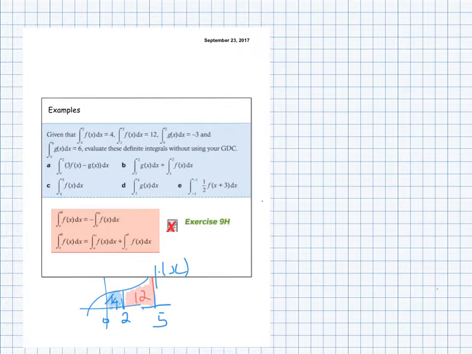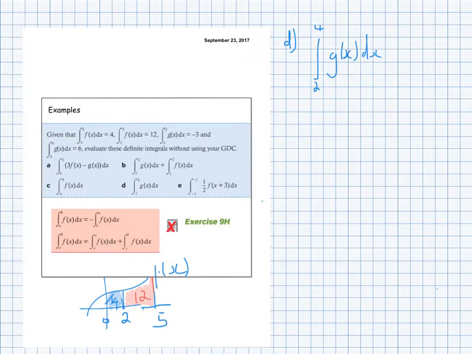Okay, so let's begin. So this time we are looking at D and we're integrating between 2 and 4, and we're integrating the function g of x with respect to x. Okay, so what have we got this time? Right, 2 and 4. Things to note are we've got two values that we know for g of x. We know the integral of g of x between 0 and 2 is -3. We also know the integral between 0 and 4 is 6.